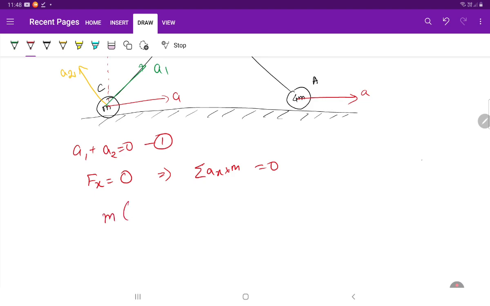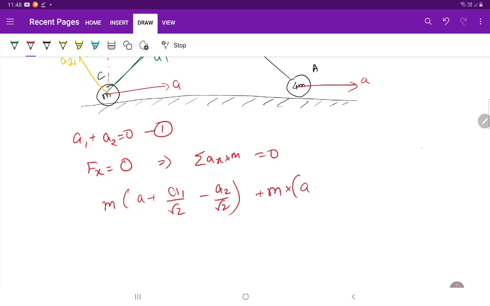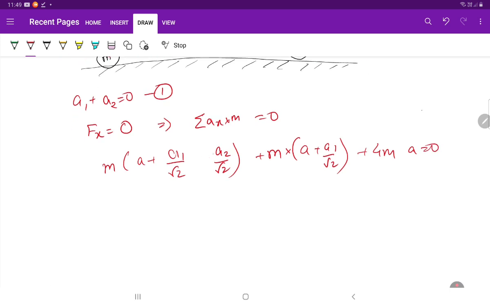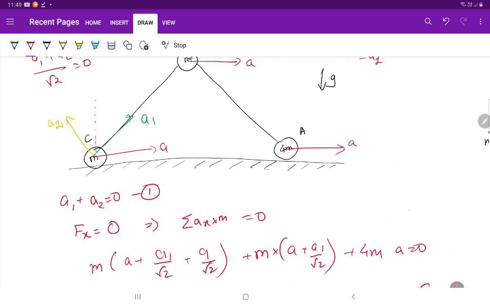Sorry for the miswriting. So a plus a1 by root 2 minus a2 by root 2 plus m into a plus a1 by root 2 plus 4m into a is equal to 0. Putting a2 to be minus a1, so I will get it to be plus a1. Hence 3m a1 by root 2 plus 6a is equal to 0, and we'll get a1 is equal to 2 root 2a, right? So a1 will come out to be 2 root 2a, and just keep it like this.